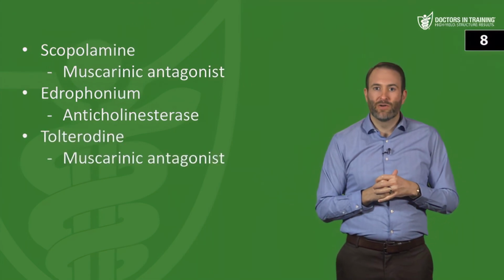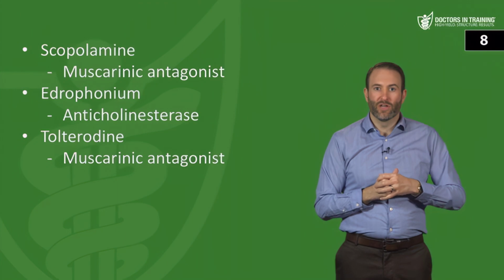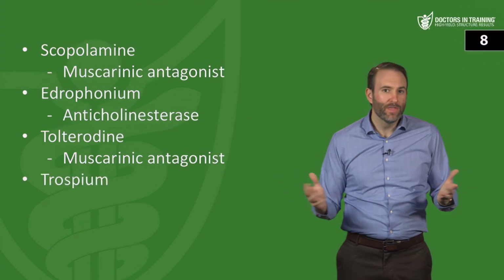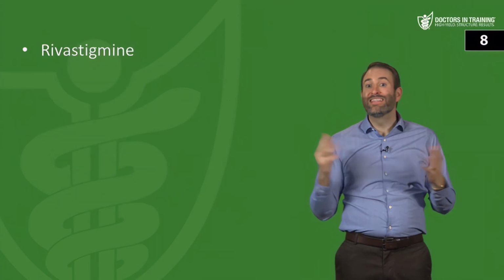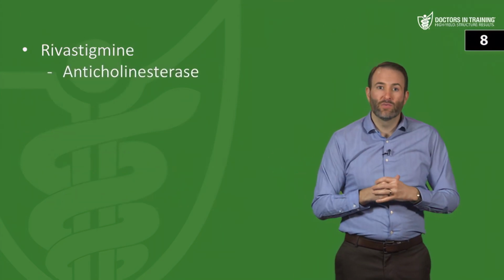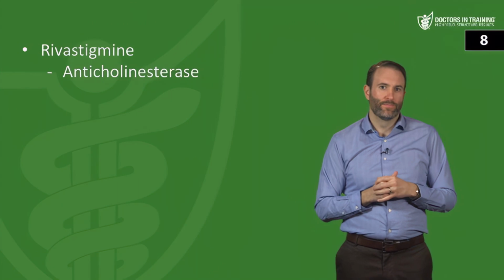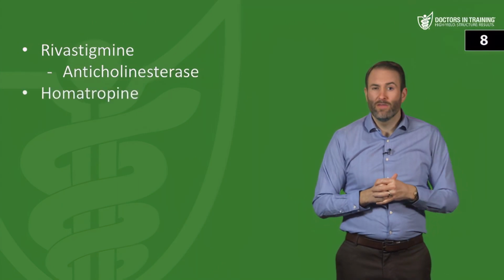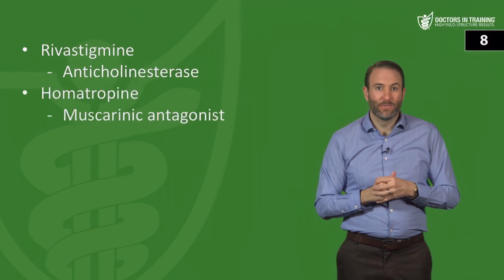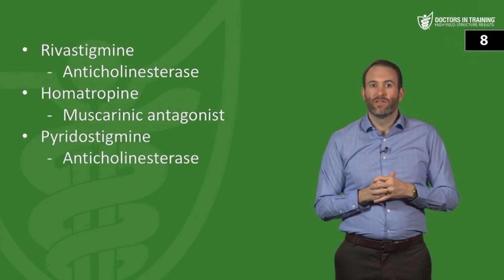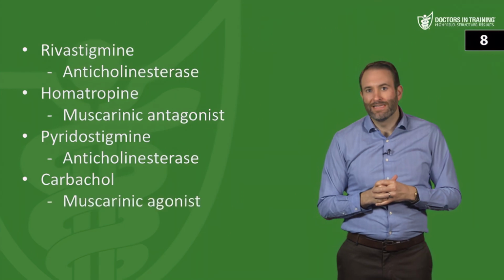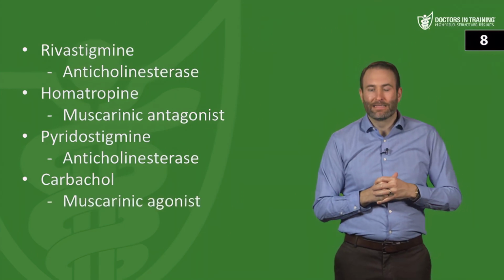Tolterodine, that's going to be a muscarinic antagonist. That's going to be used for urge incontinence. Trospium is a muscarinic antagonist, again, urge incontinence. Rivastigmine is an anticholinesterase. We use that one for Alzheimer's disease. Homatropine, that's going to be a muscarinic antagonist, very similar to atropine. Pyridostigmine is an anticholinesterase. And then carbachol is a muscarinic agonist.